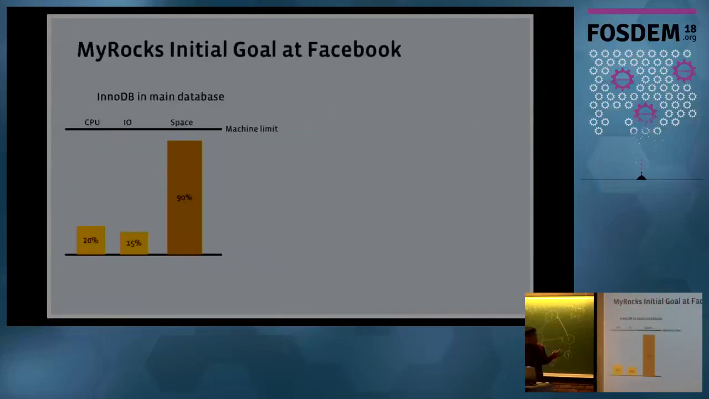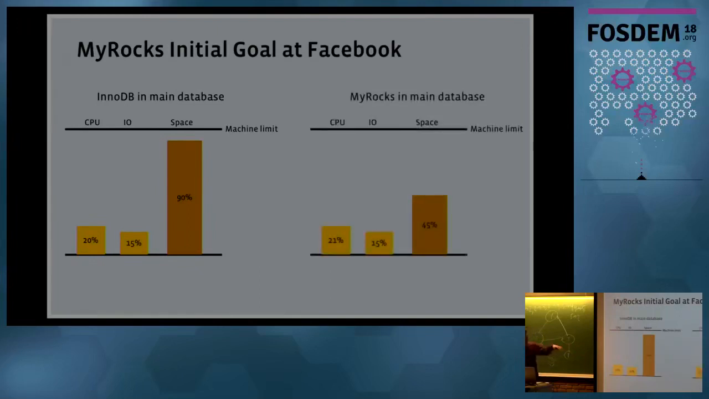MyRocks' initial goal at Facebook: we use InnoDB compression in the main database called UDB. As I said before, we are pretty much constrained by space. Average CPU usage was pretty low, like 20%, and IO utilization was also pretty small. SSD was very fast, so it doesn't use much IO capacity. But from the space point of view, we used about 90%. So our objective of using MyRocks was saving space by moving from B-tree to LSM.